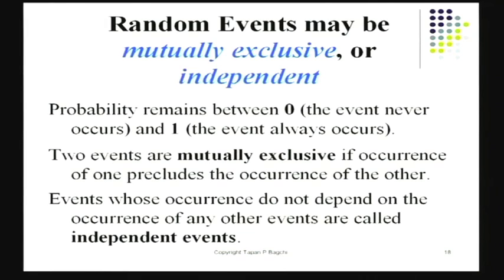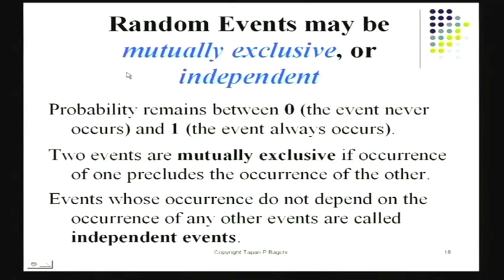I have two simple categories. I have one kind of event which I call mutually exclusive events, and I have another set of events which I call independent events. And these are shown on the slide here. Let's try to define what they are.